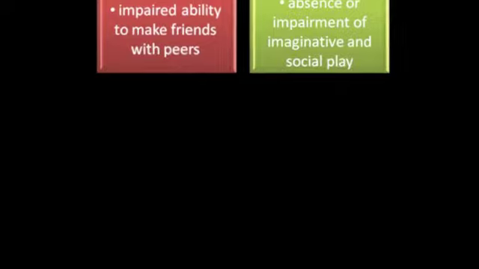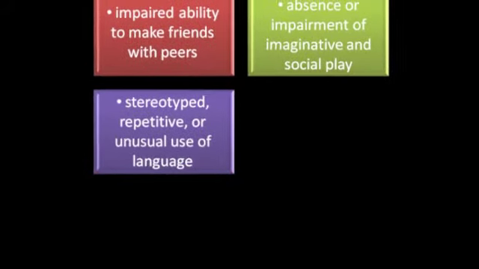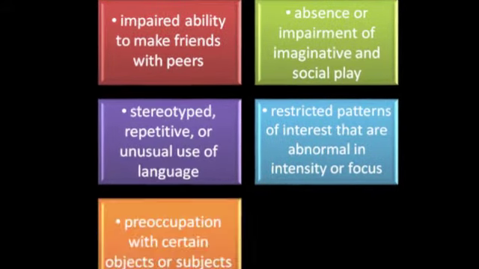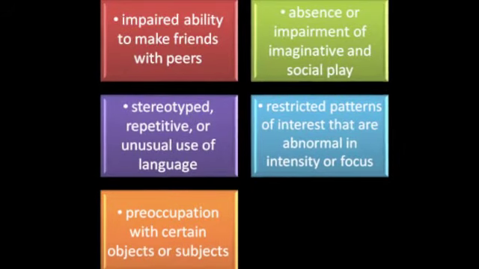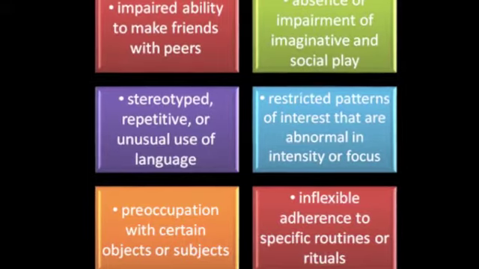Later indicators include impaired ability to make friends with peers, absence or impairment of imaginative and social play, stereotyped, repetitive, or unusual use of language, restricted patterns of interest that are abnormal in intensity or focus, preoccupation with certain objects or subjects, and inflexible adherence to specific routines or rituals.